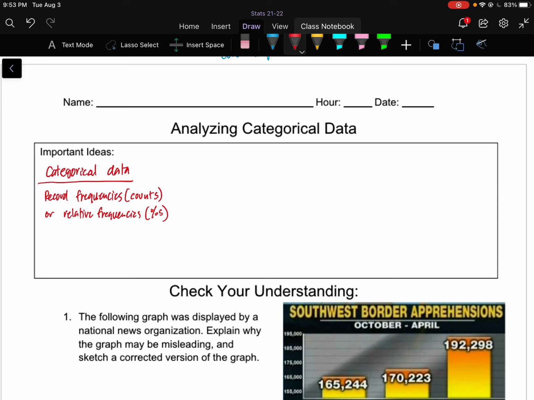Okay. And the way we like to display categorical data is with all the techniques we saw in the lesson. So bar graph, pie charts, side-by-side bar graphs, or that segmented bar graph. So display as bar graph, pie chart, side-by-side bar graph, or segmented bar graphs.